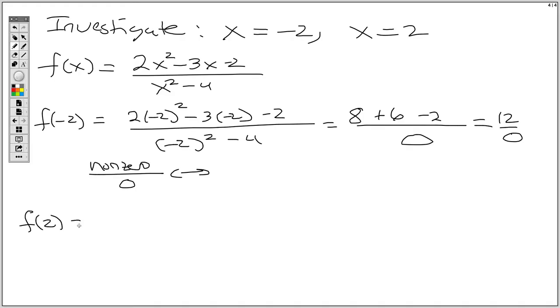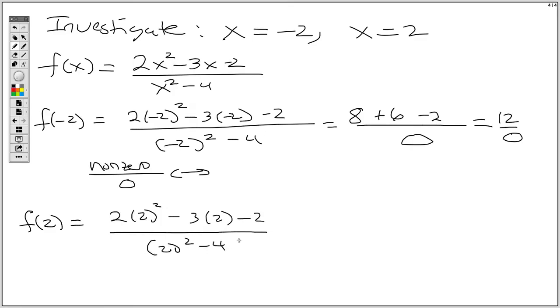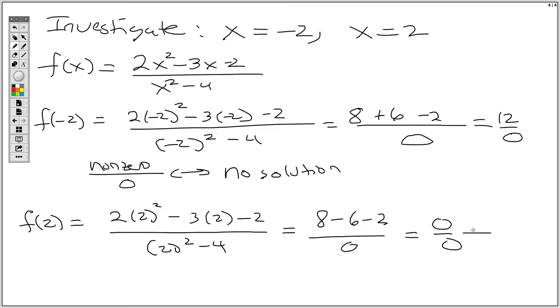Let's try f of 2 and see what happens in this case. So now I've got my 8 minus 6 minus 2 over 0, and this is a 0 over 0. Okay? So remember, non-zero number over 0, there's just flat out no solution to this one. This can be anything.